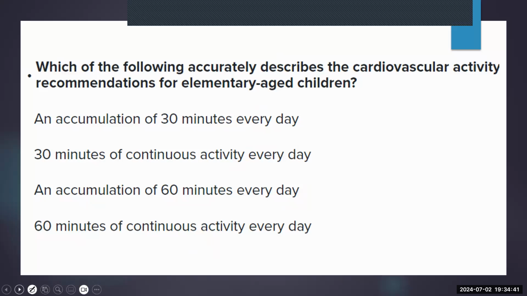Which of the following accurately describes the cardiovascular activity recommendations for elementary age children? How long are kids supposed to be active a day? This has changed since I went to school. So if you're old like me, then you know this answer is actually different than what it was when we grew up. So what can we eliminate? What do we know is wrong?